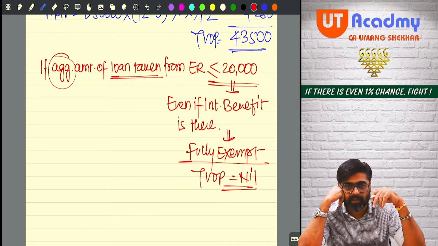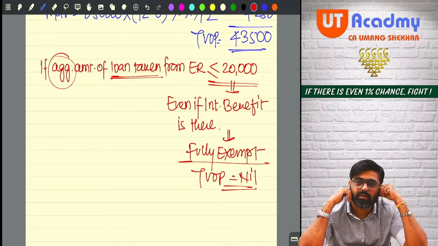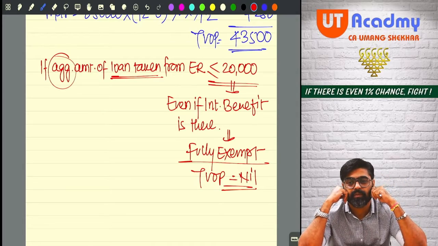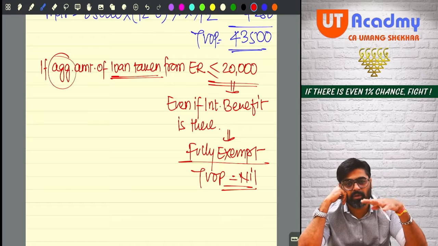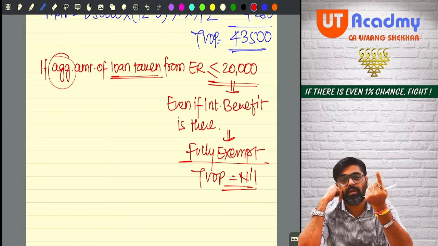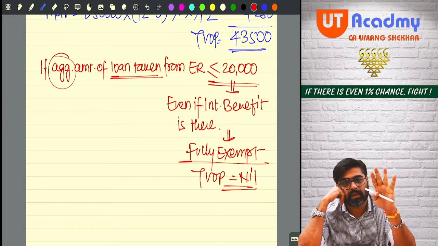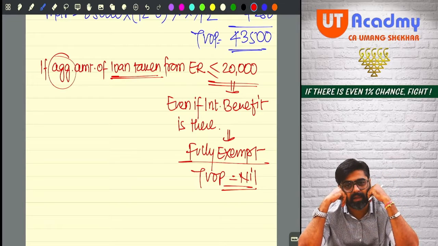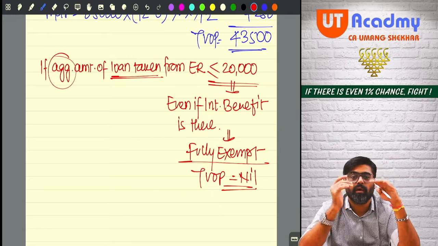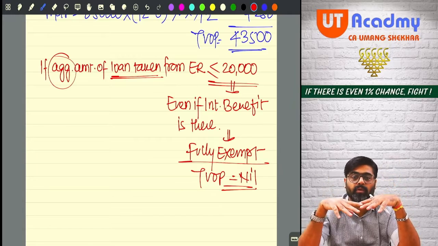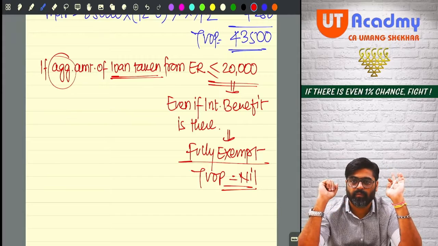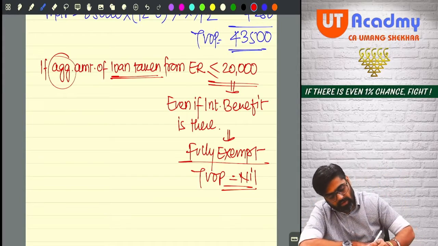So 20, 20, 20. How much loan? 60. On that entire 60, interest benefit will be calculated and will be charged to tax. But what if the first loan, second loan, third loan, all taken together, the total amount is 20,000 or less? No interest benefit. Only one loan taken during the year, and the amount of that loan is 20,000 or less, no interest benefit. Understood? If a single loan amount is more than 20 or multiple loans taken together total more than 20, then only go and calculate the interest benefit. Will you remember? Now, wait, one more thing.